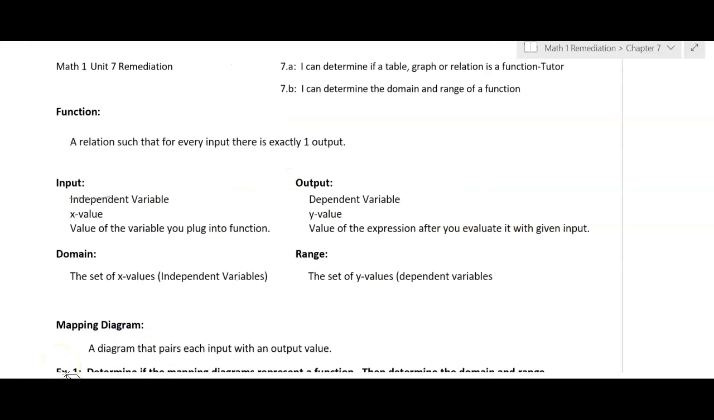Hello Math 1 students. This video is going to cover two standards. The first standard is: I can determine if a table, graph, or relation is a function. And the second one is: I can determine the domain and range of a function.